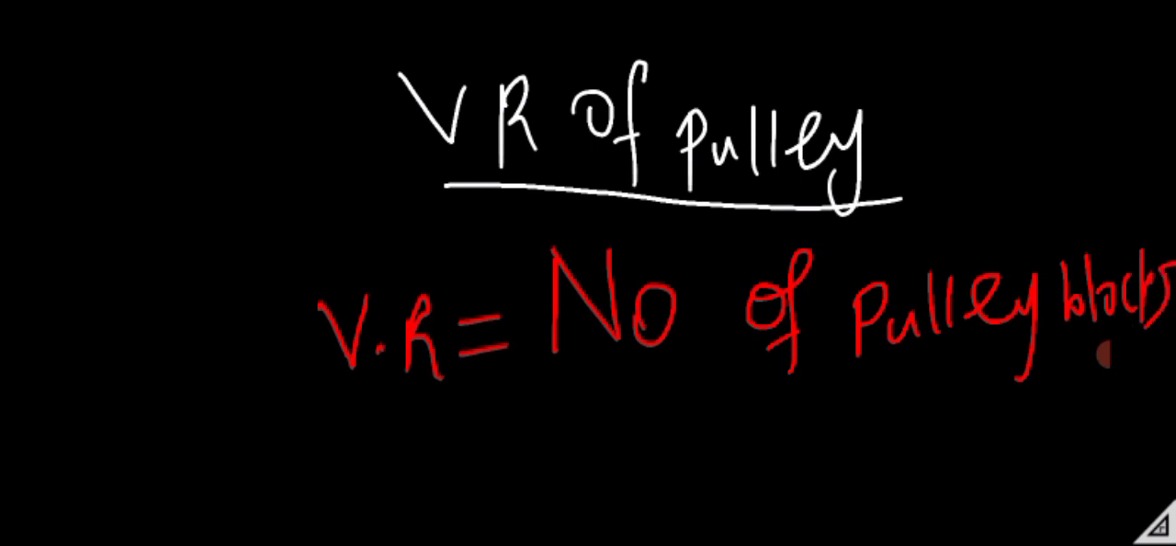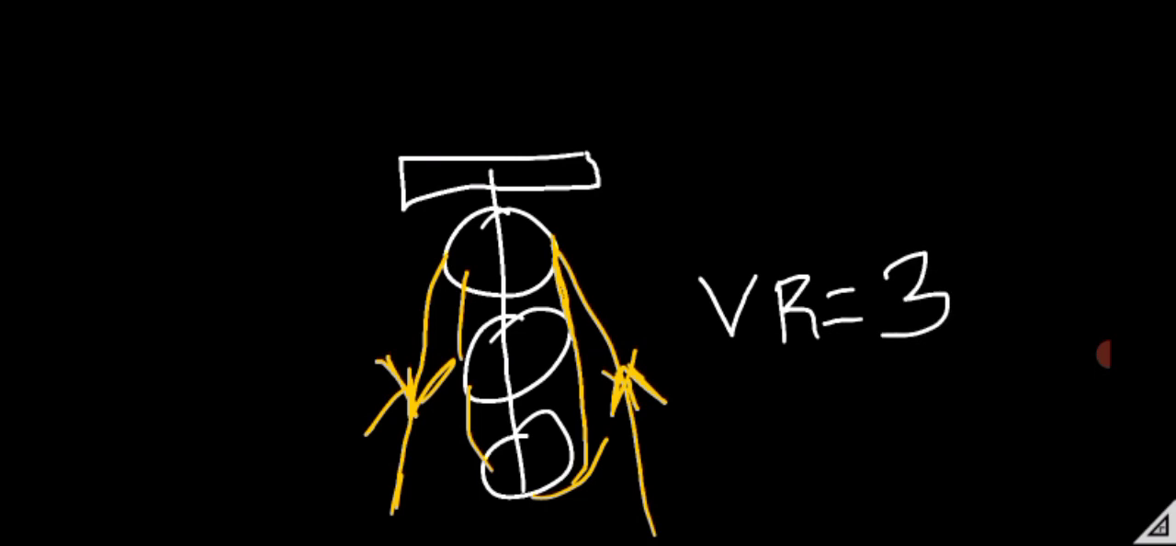So for example, let's do a quick review. Let me quickly sketch a machine, something like this. Now, what is the velocity ratio of this machine? Pause this video and answer. I know you didn't pause the video, but if you got this answer, you were right. The velocity ratio is 3. Why is it 3? Because the number of pulley blocks in the system is what? 3. That is 1, 2, 3.